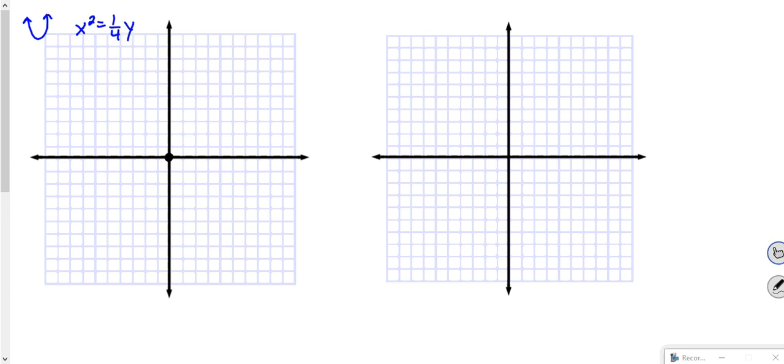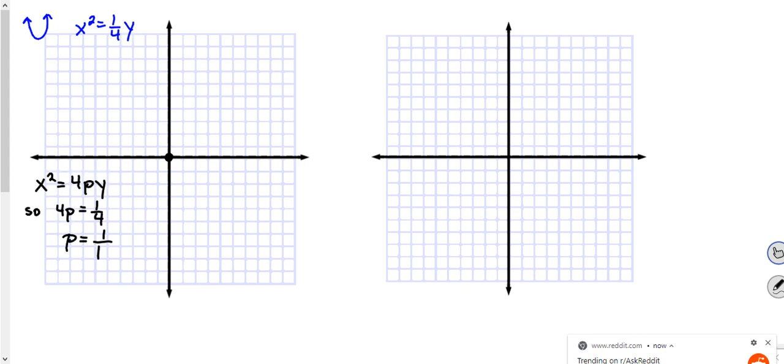Since I know it's pointing up, I'm going to do some of my work down here below. So remember, your basic form is x squared equals 4py. That means 4p has to equal 1/4. So p is 1/16. Holy smokes.